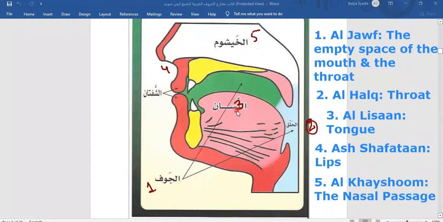Third is al-lisan, this one. Fourth is al-shafatan. I wrote it really way up. And then fifth is al-khayshum, which is here. Okay, very simple.